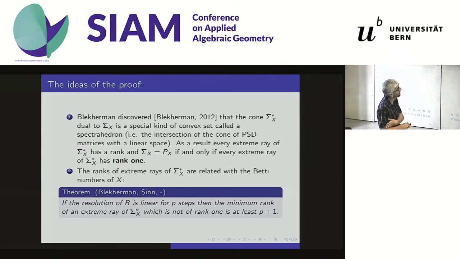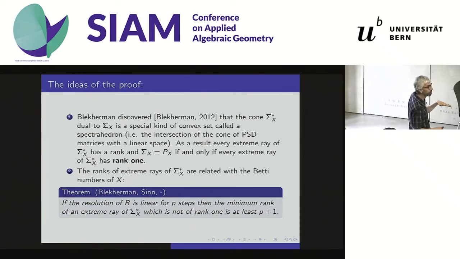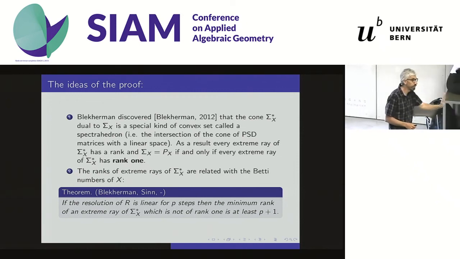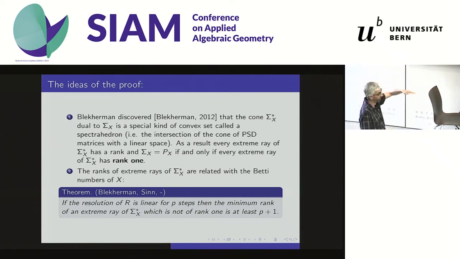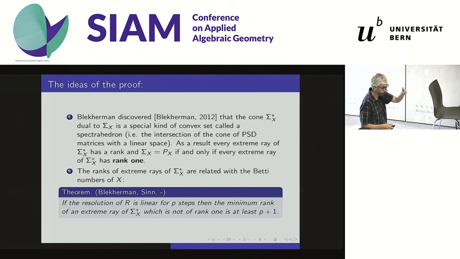And then the second idea is that it turns out that the ranks of these extreme rays are related with the entries of the Betti table of X. This is maybe the key technical tool or a key result of our paper, which is that if the resolution of R is linear for p steps, then the minimum rank of an extreme ray of sigma X dual, which is not 1, is at least p plus 1. So what this is saying is that if you look at the third row in the minimal free resolution, the longer the row of zeros that it has, the further up you are forced to push the ranks of the extreme rays. So if in the third row there are only zeros forever, which is what happens in the case of two regular varieties, the only extreme rays you are left with are those of rank 1, and this is why the equality holds.